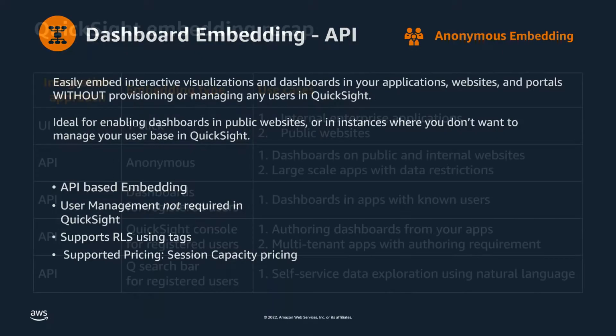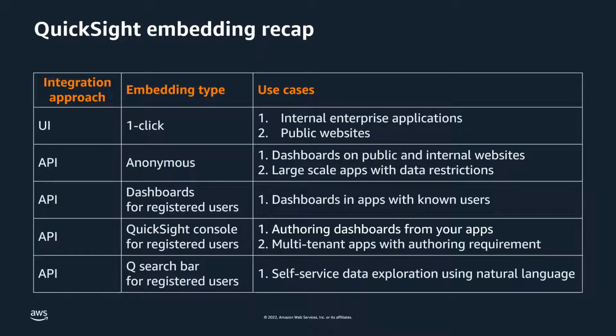Next slide. And just to recap, here we talked about all the different types of embedding, including the one-click. This just gives you a very high-level overview of the different types of embedding and what the use cases might be, so you can make better informed decisions about what makes sense to implement in your organization as far as your embedding needs. So API-based embedding does support anonymous and registered users, and the one-click is only for registered users at this time. Okay, actually one-click does support anonymous as well. So you could actually implement it for public websites as well as for internal applications.